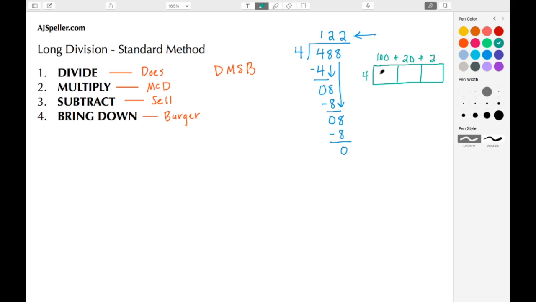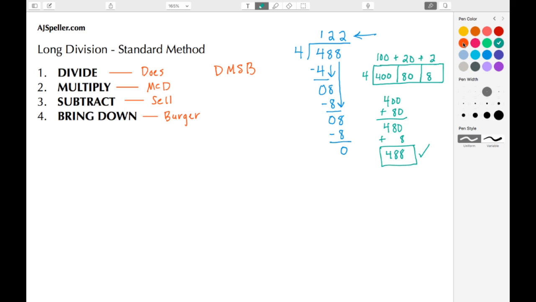So here we have 4 times 1 to give us 4, and we know with the power of the zeros, we have to add on the zeros here. 4 times 2 to give us 8, again the power of 0, so we add a 0 here, and then 4 times 2 again to give us 8. So here we have our 3 partial products, and we need to add those up. Here we have 400 plus the 80 to give us 480, and then we add on the 8 to give us 488, and we see that this product here matches the dividend, so we know we did this question right.